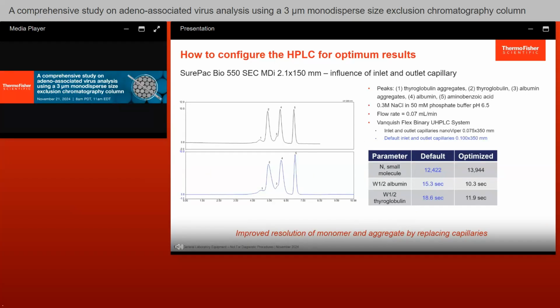So this is an example of the separation using the 2.1 by 150 millimeter column. One is using inlet and outlet nanoViper capillaries of 75 micron. The bottom one, the blue trace, uses 100 micron tubing.